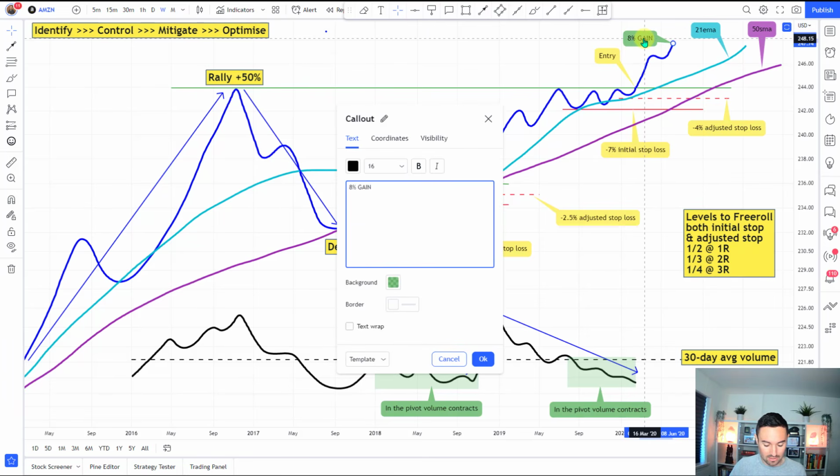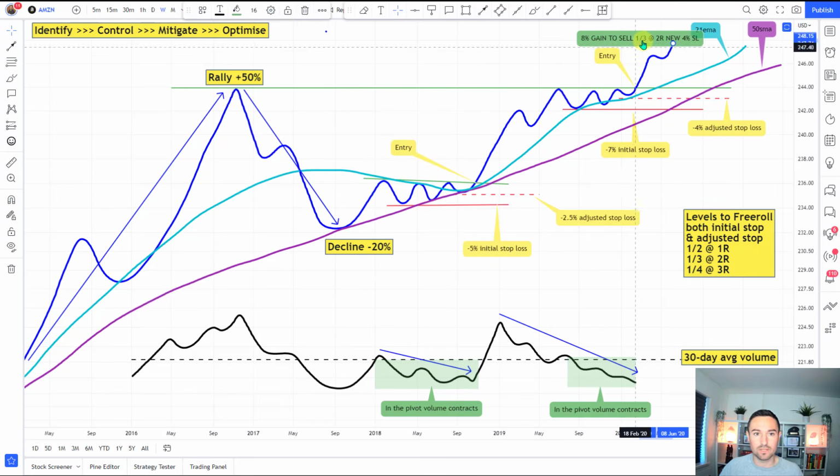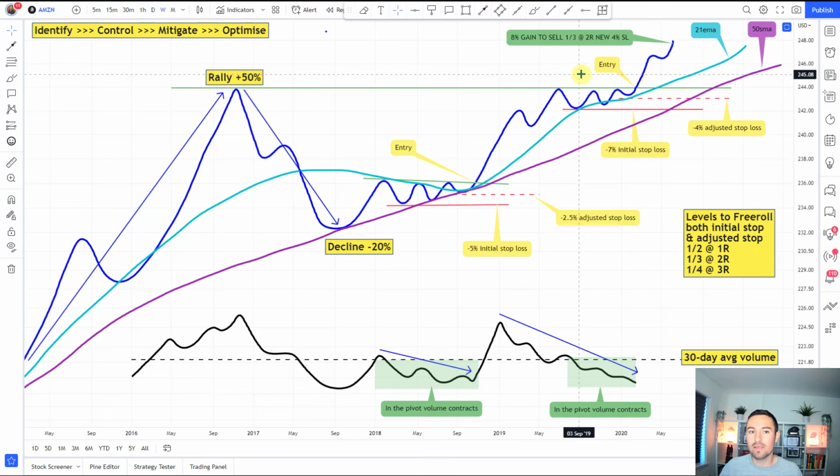So he has an 8% gain, and he decides to sell 1/3 at 2R, with a new 4% stop loss. There we go. So you have a choice, right? Do you want to be trader A, who still has a 7% stop on this, or do you want to be trader B, who goes, I have 2/3 of my position left on this stock, and now the stock can do no damage to me? I would much rather be trader B.